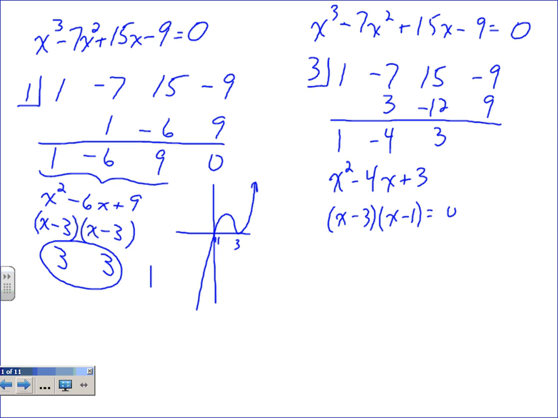So the zeros are from here that we saw in the graph, and then this one, and this one. So no matter what zero you use, we're all going to come up with the same answer. Does that make sense, Andrew? Okay? 3, 3, and 1 are your zeros.